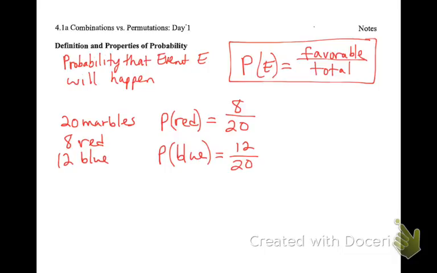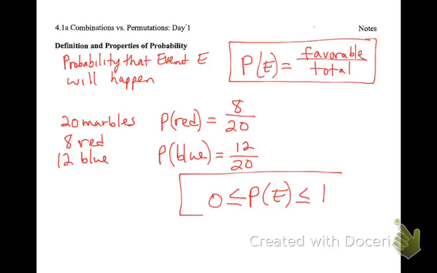Note that because the favorable must always be smaller than the total, probabilities will always be between 0 and 1. Always. There will be some lessons in the future where we will be looking at percentages, and percentages will be between 0 and 100, but probabilities will be between 0 and 1. Okay. So take a moment, write anything down that you need to, pause the video.